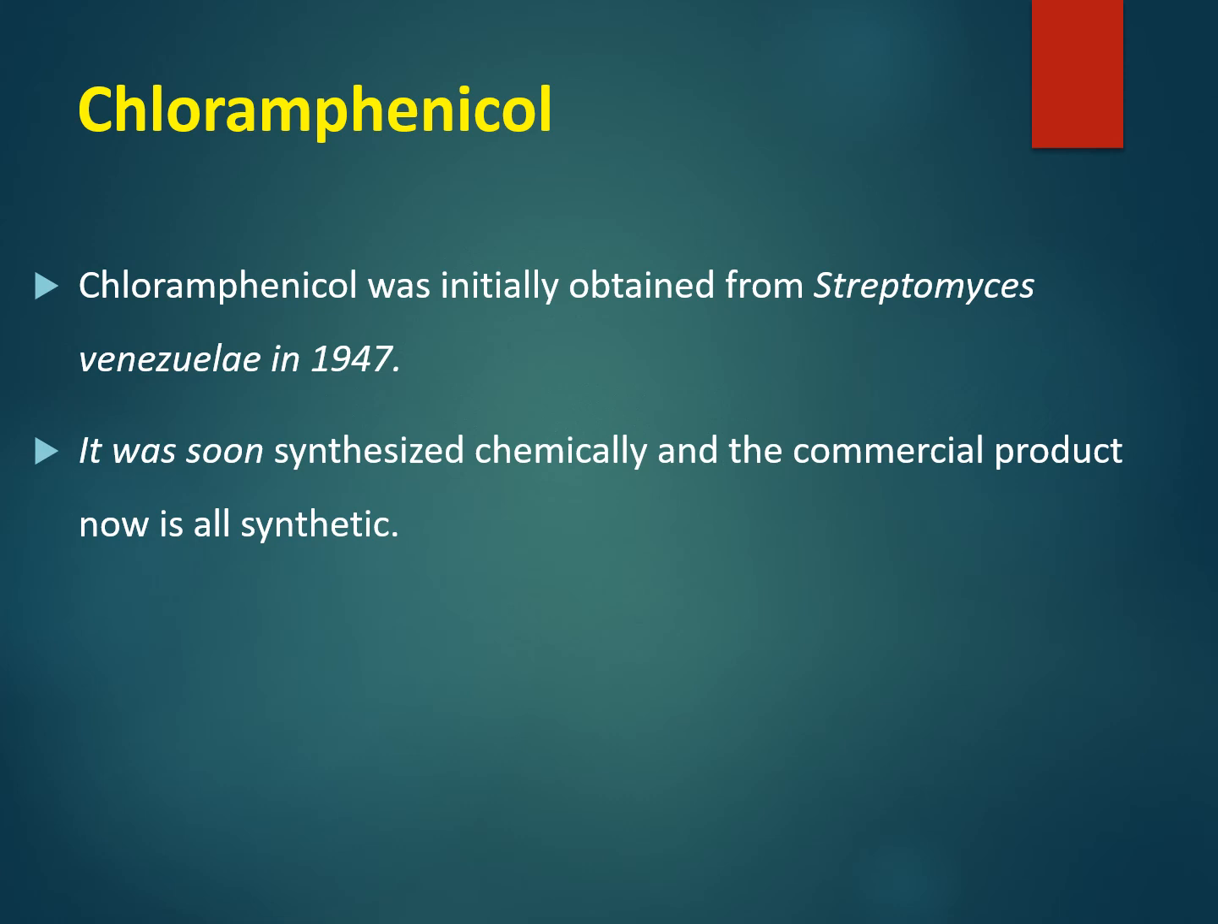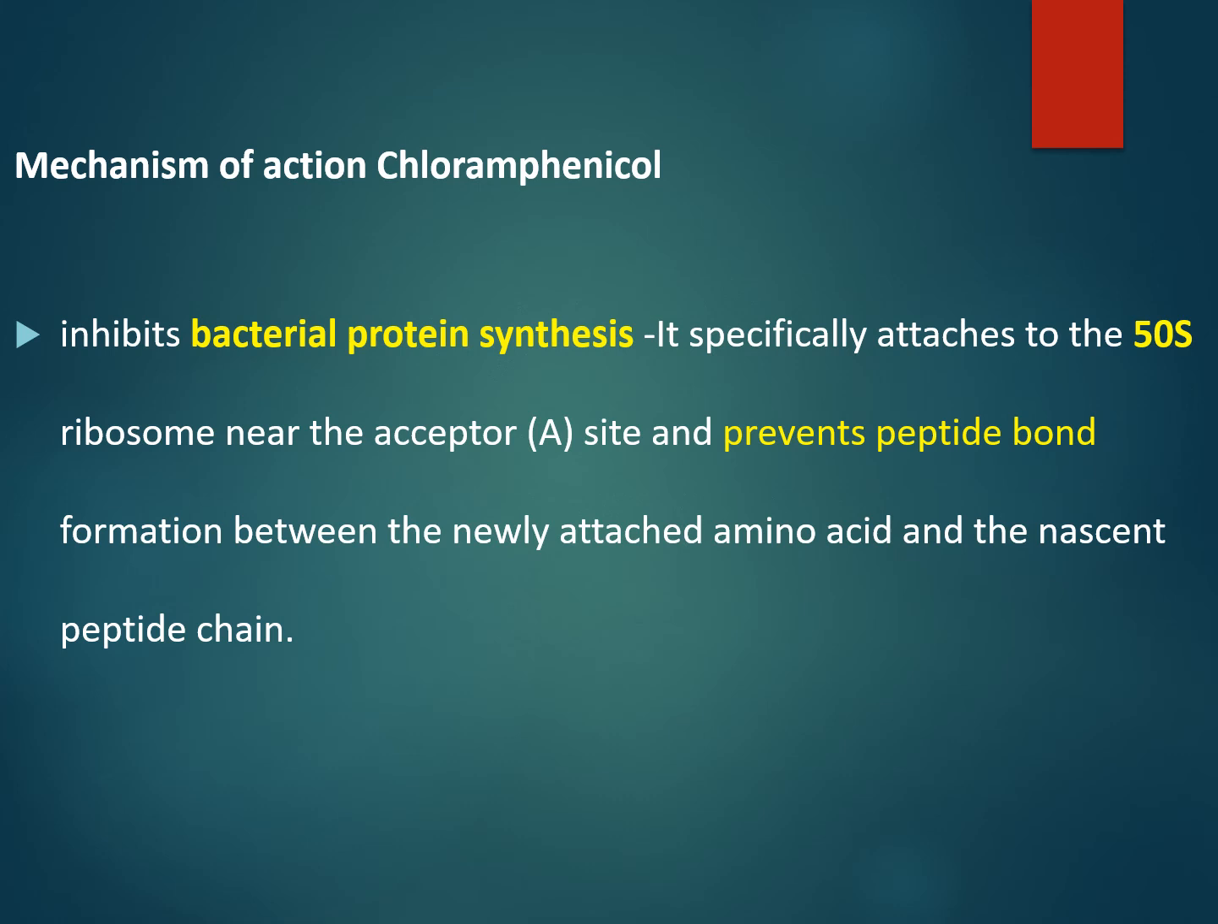Chloramphenicol was initially obtained from Streptomyces venezuelae in 1947. After that it was synthesized commercially. Coming to the mechanism of action, it also inhibits bacterial protein synthesis. It specifically attaches to the 50S ribosome. As I told you, act at 30: A for aminoglycoside, T for tetracycline. The other one acts on 50S, that is chloramphenicol, which prevents peptide bond formation. It attaches to the 50S ribosome near the A site, the acceptor site, and prevents peptide bond formation between the newly attached amino acid and the nascent peptide chain.